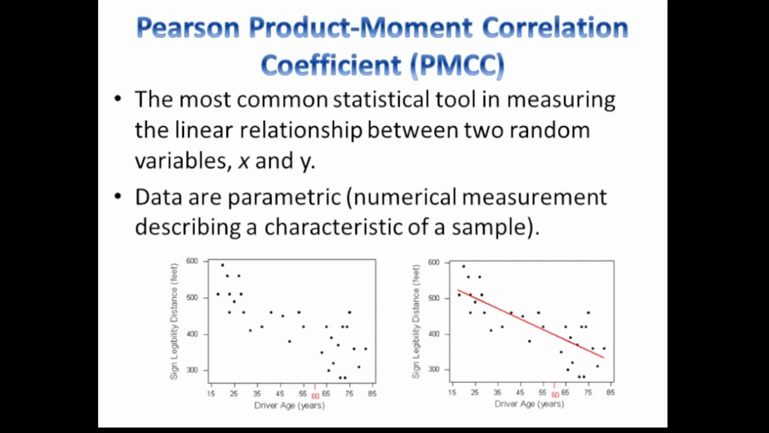Okay, let's talk about the Pearson product moment correlation coefficient, or PMCC, the most common statistical tool in measuring the linear relationship between two random variables, that is x and y. Data are parametric, numerical measurements describing a characteristic of a sample. So dito, magpa-plot po tayo sa Cartesian plane. Kaya meron dependent and independent variable. Magpa-plot po tayo, meaning may x and y, may ordered pair tayong ma-encounter using this Cartesian plane.